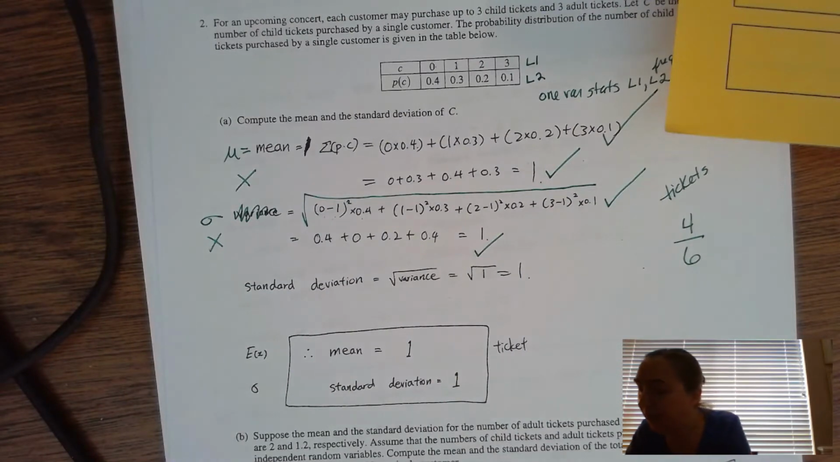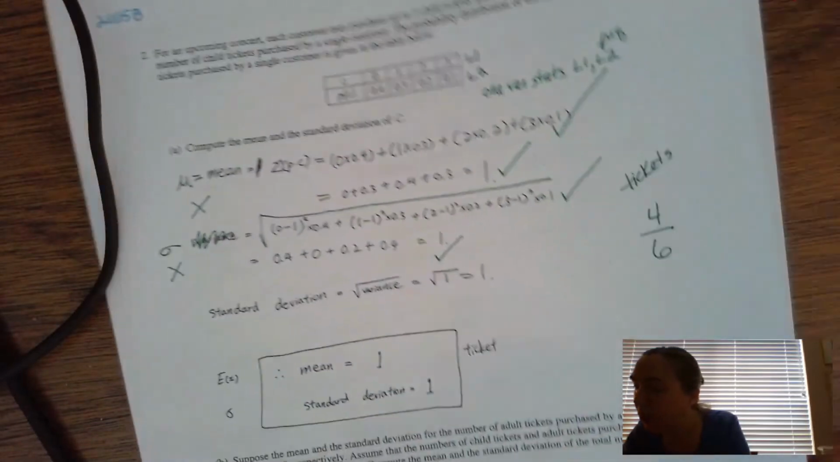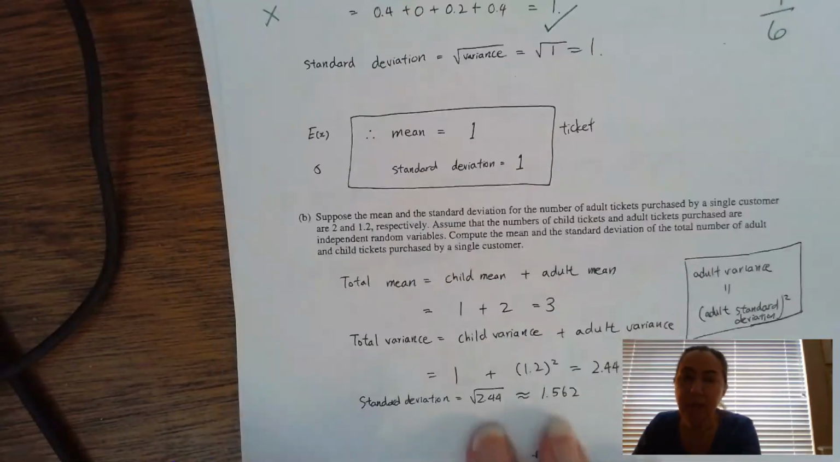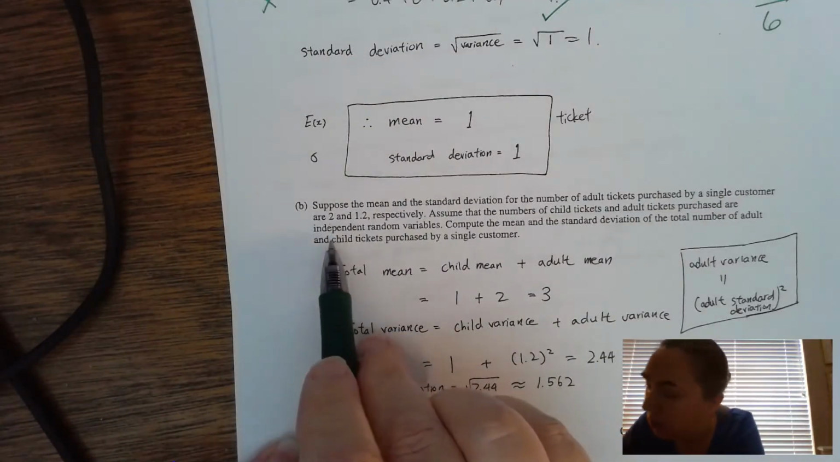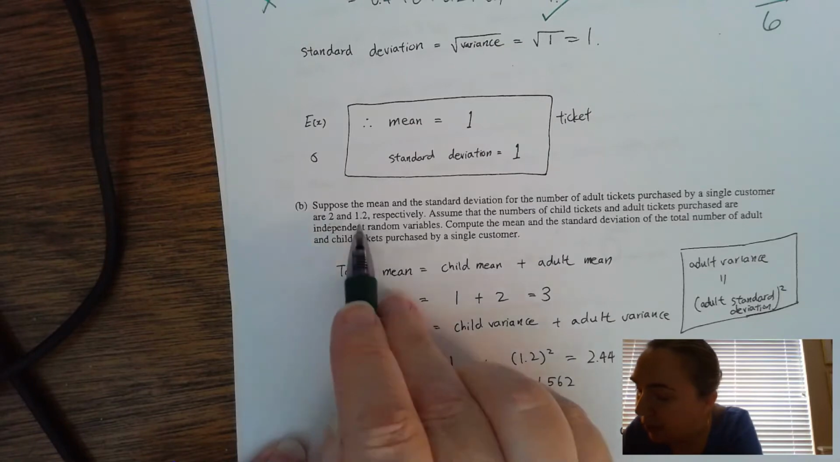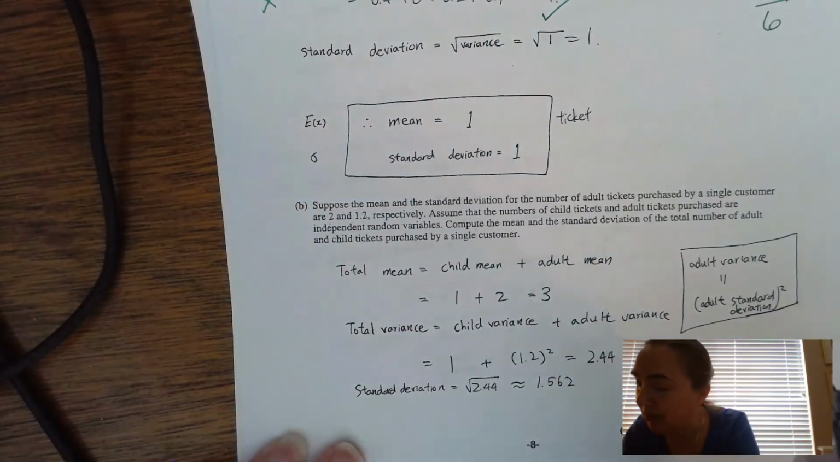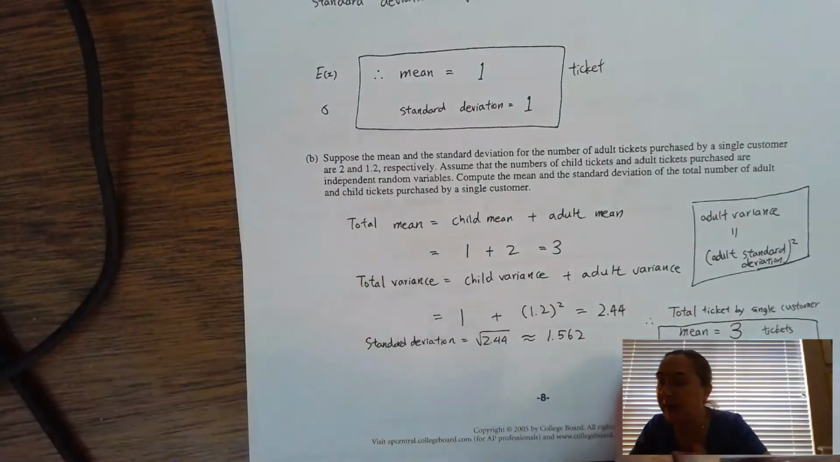So for part B, they tell you the number of adult tickets, and they give you the mean and standard deviation for that particular random variable. So we know that the mean is 2, right? And the standard deviation is 1.2, and that's for the adult tickets. For this particular problem, I see a lot of right stuff right here, but I'm going to make sure that I show you how I set it up.